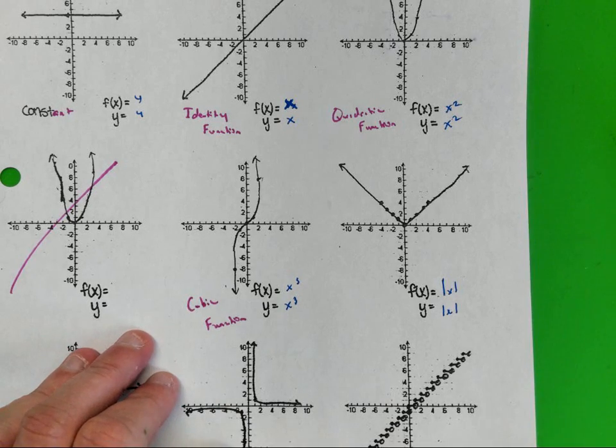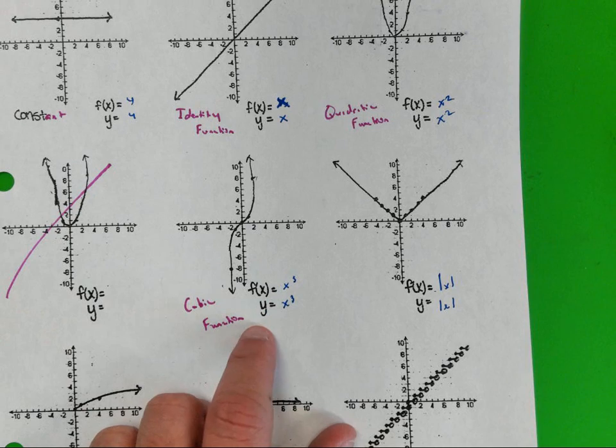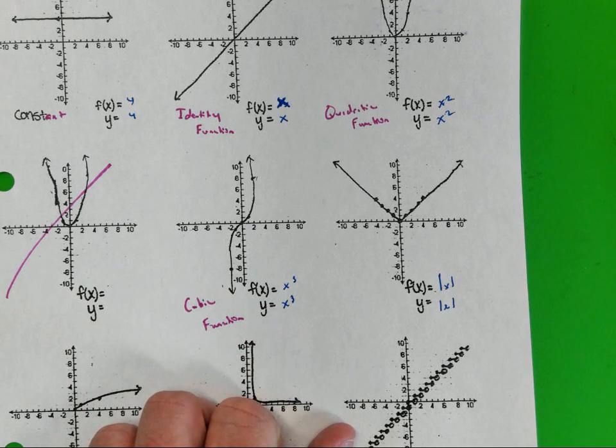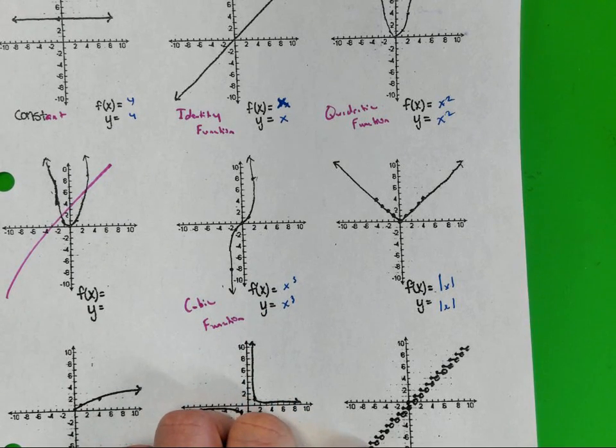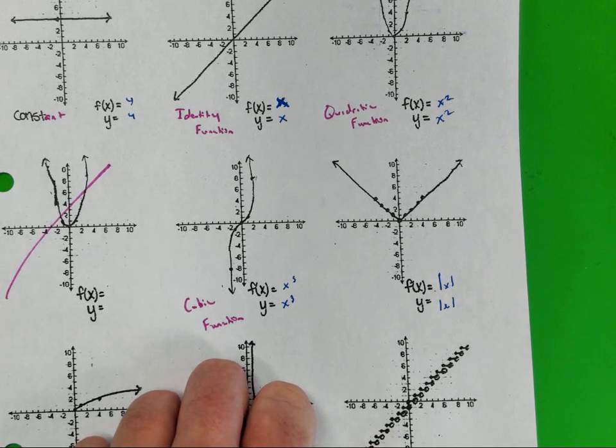It is just the simple parent, x cubed. That's the simplest of the equations. So f of x equals x cubed, y equals x cubed. So tomorrow I'm going to have y equals x cubed. You're going to write cubic and draw me the graph.